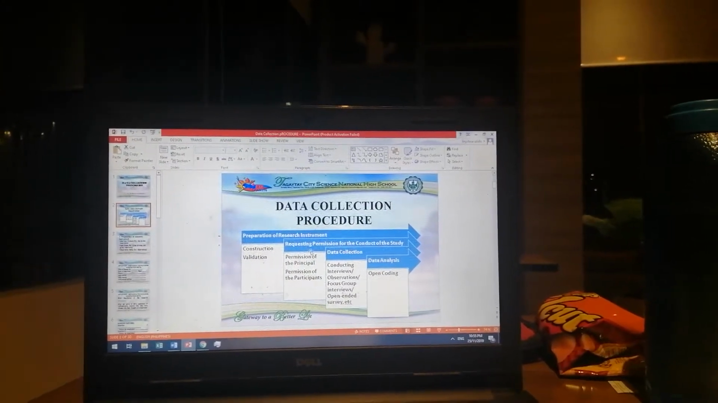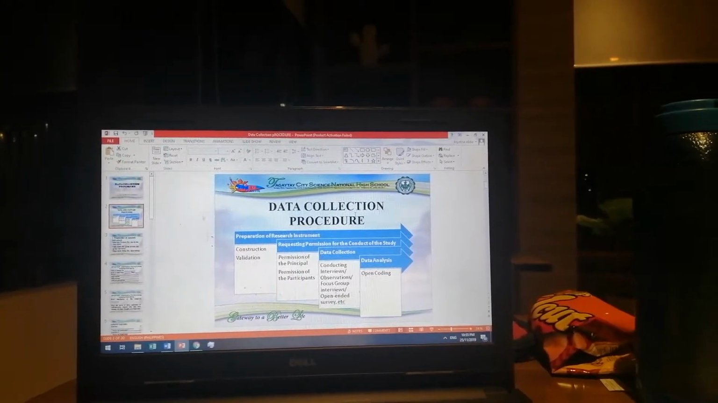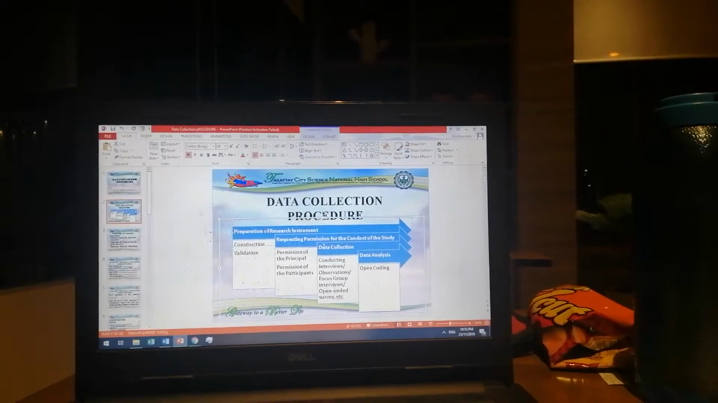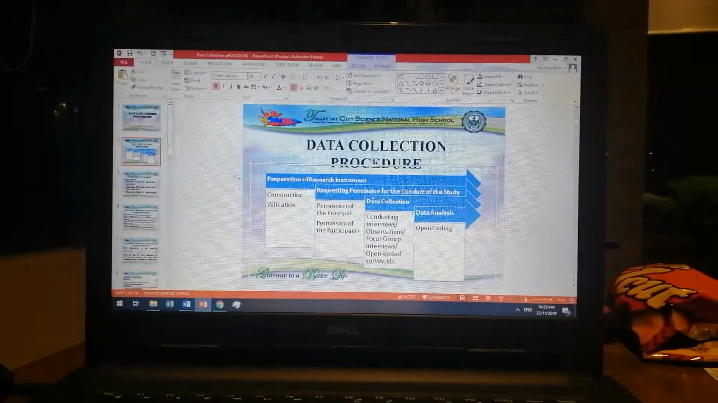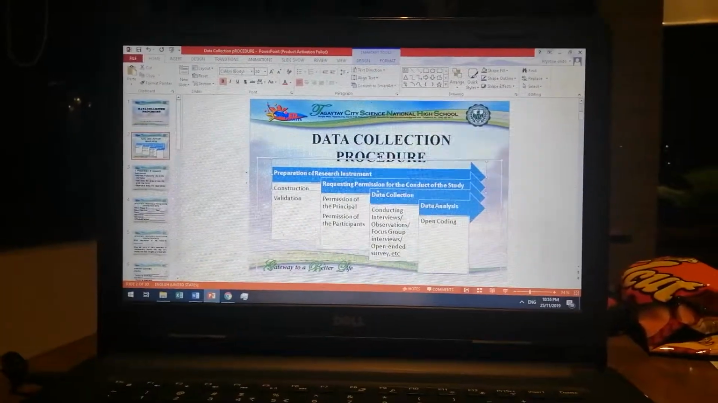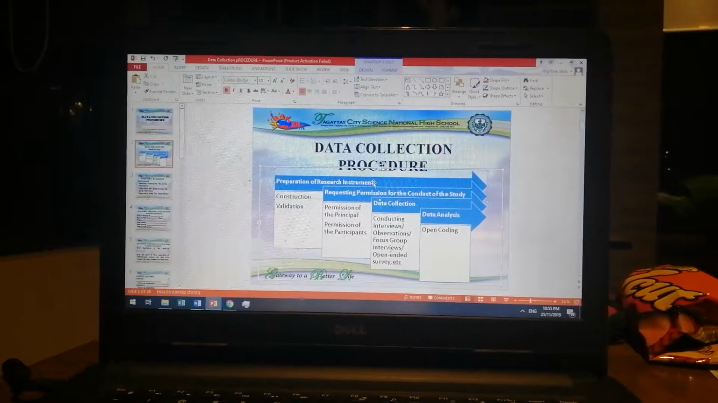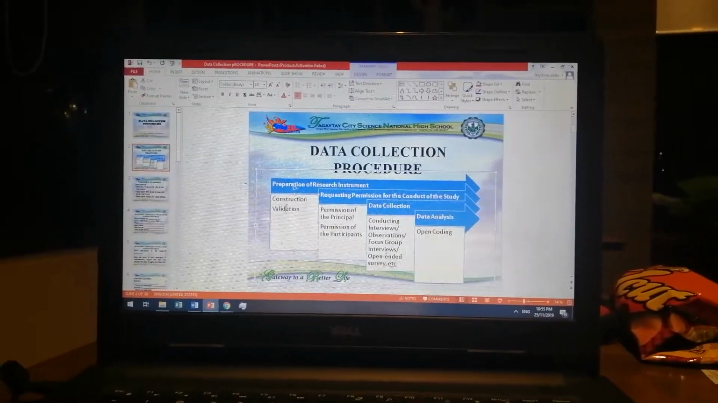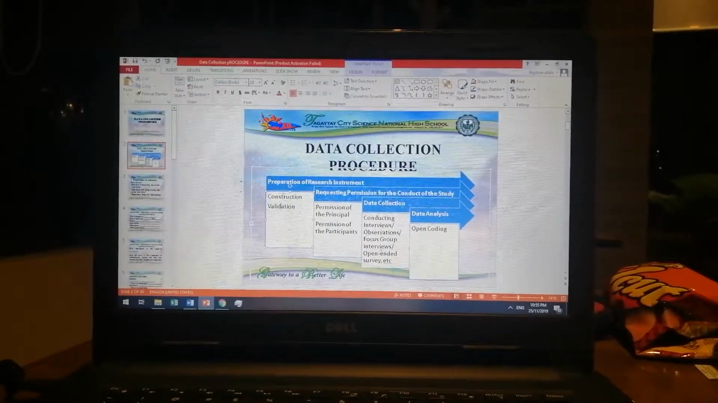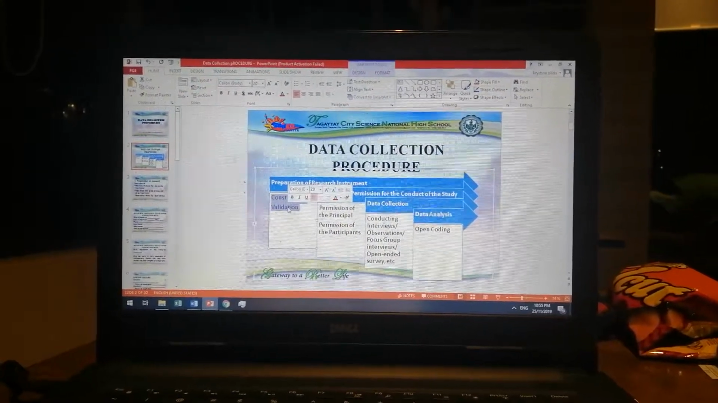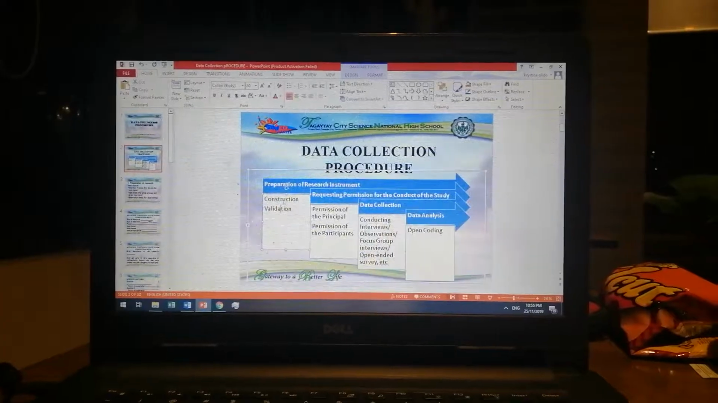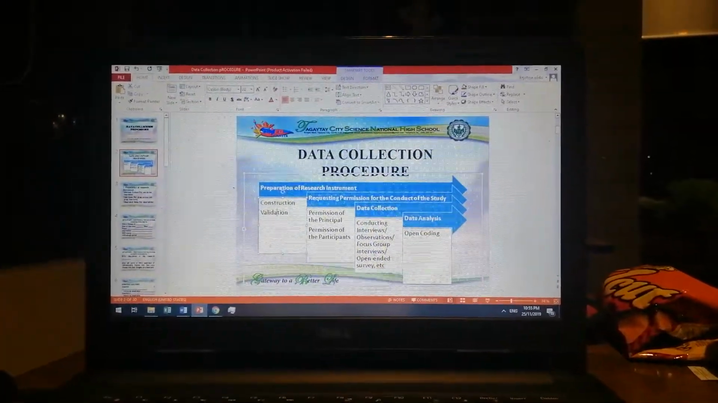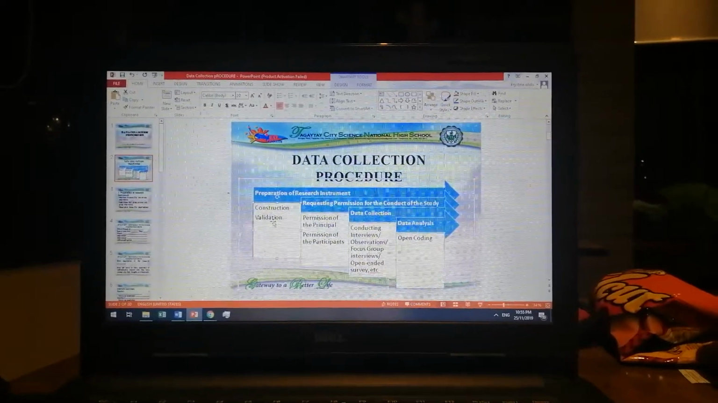So basically, your data collection procedure should have 4 stages. The first stage is the preparation of your research instrument, which is what you were doing last week. So for your preparation of instrument, you have to undergo 2 stages. The first one is the construction of your instrument, and the second one is the validation.